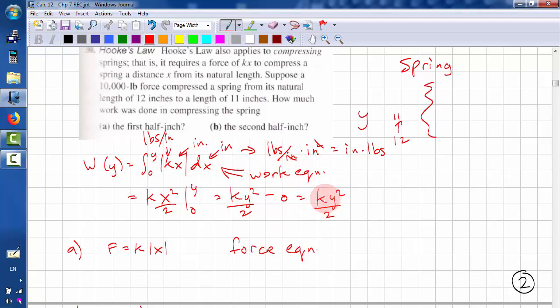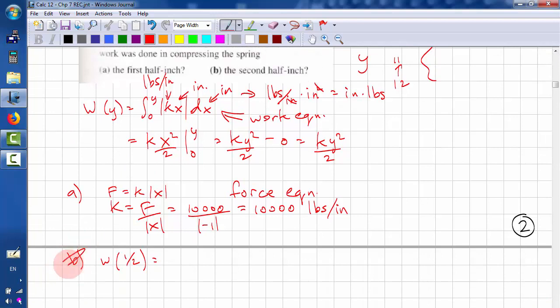We need to solve for k. So we know that k equals F over the absolute value of x. And the force is 10,000 pounds. And we are going 1 inch, and we're doing the absolute value of x. So this is just 10,000 pounds per inch. Okay, this is still part A.